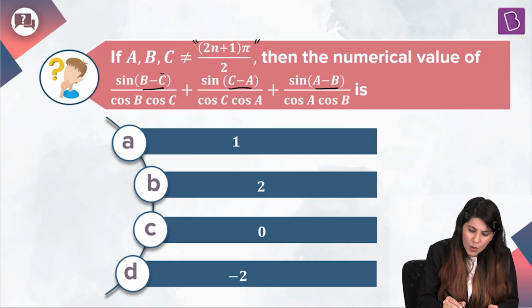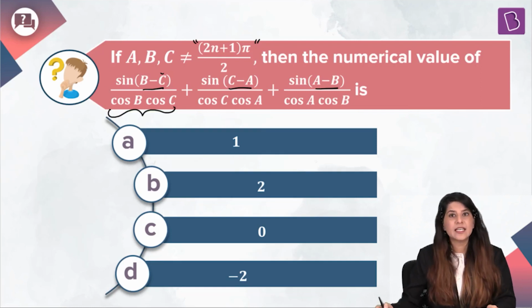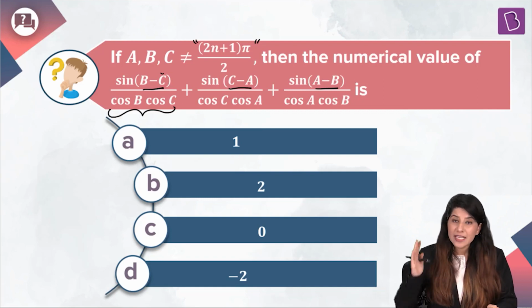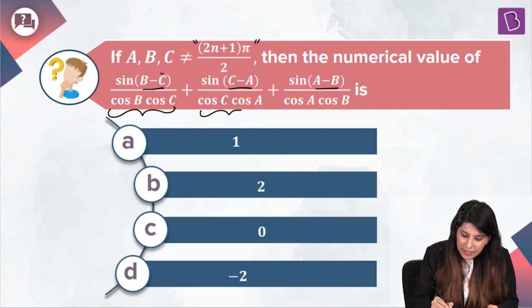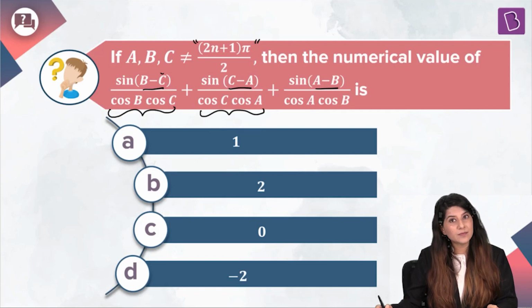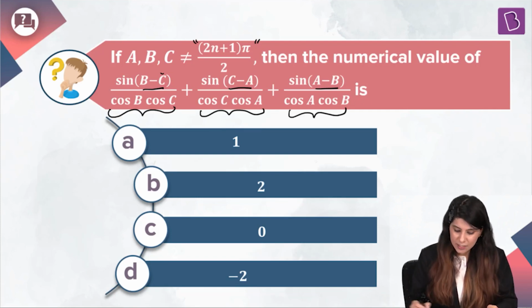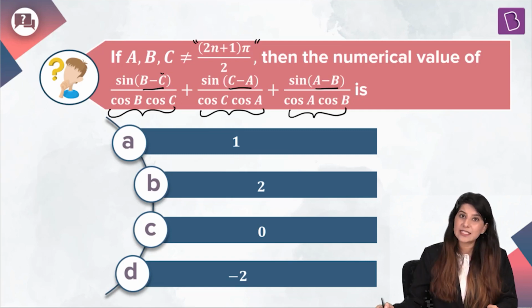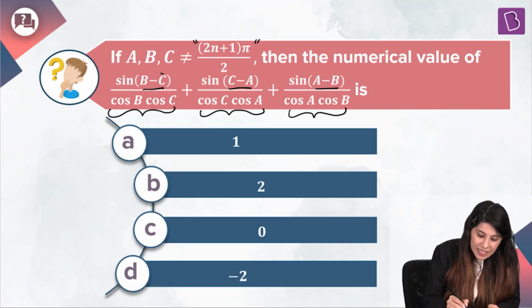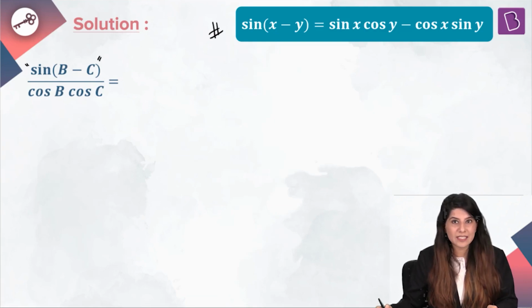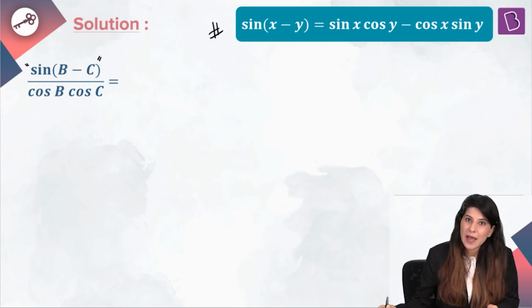So the idea is to put all your effort in term 1 and simplify as much as possible. And based on that result, try to write the result of the second term. And similarly, we'll try to write the result of the third term. So let's begin with the first term, which is this. Now the moment I see sine B minus C, it reminds me of the formula sine x minus y, which is sine x cos y minus cos x sine y, isn't it? So let's expand this formula.